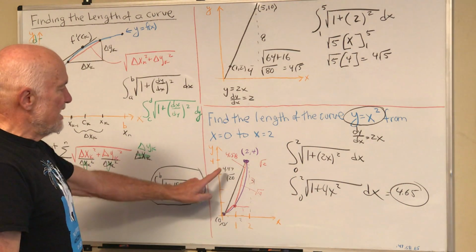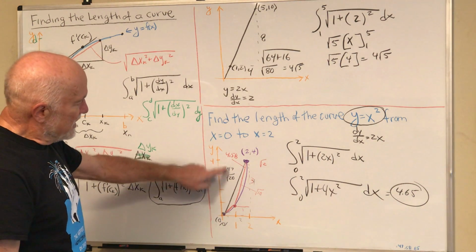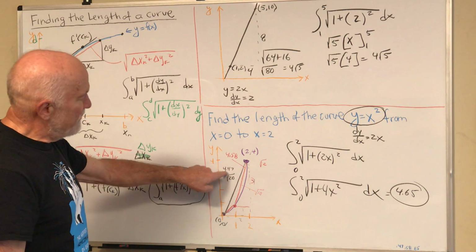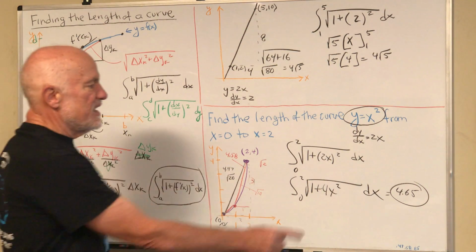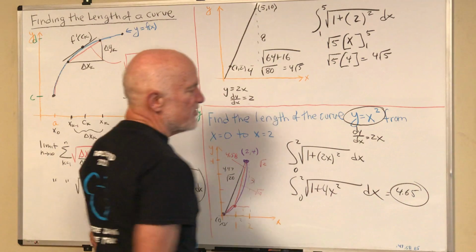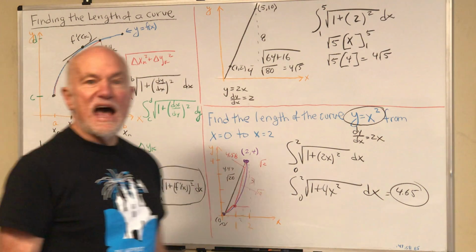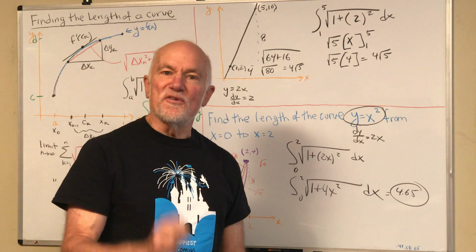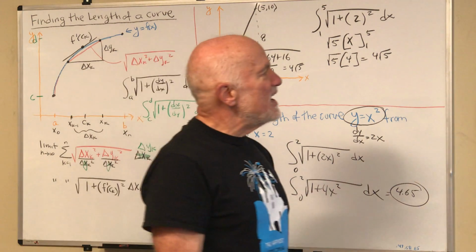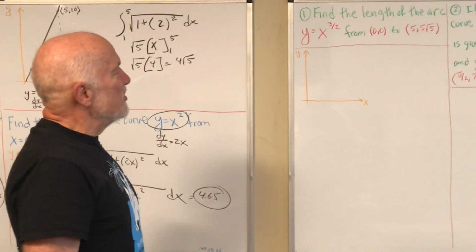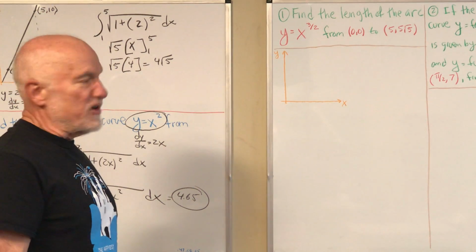So you can see we were going from 4.47 to 4.58. 4.65 is just about perfect. So anyway, now you know how far it is along that curve. So let's just try a couple of examples using this that are a little bit more difficult.